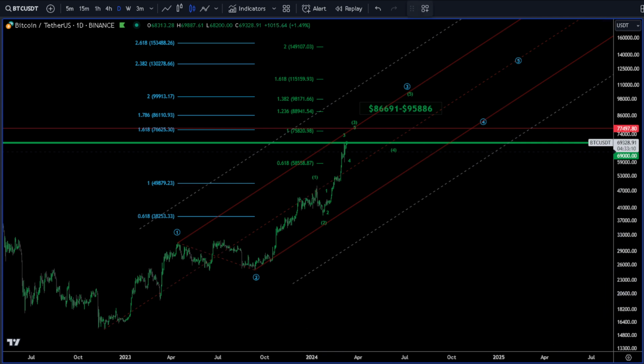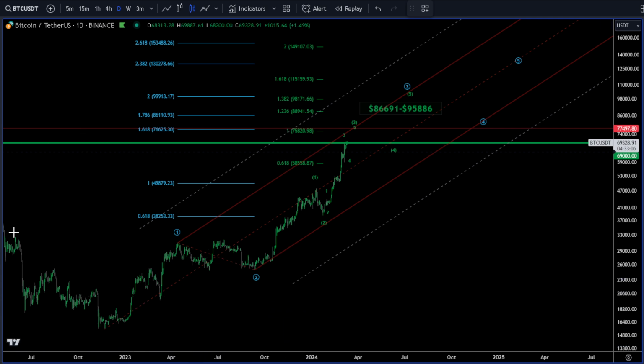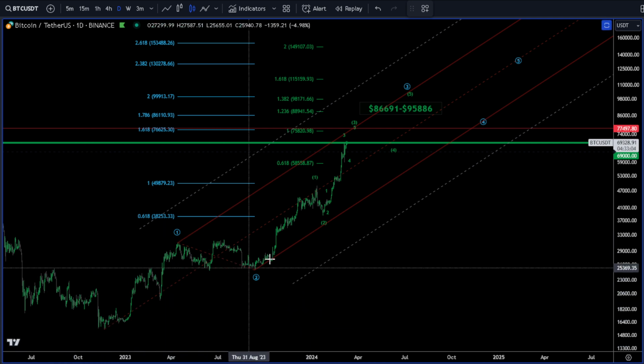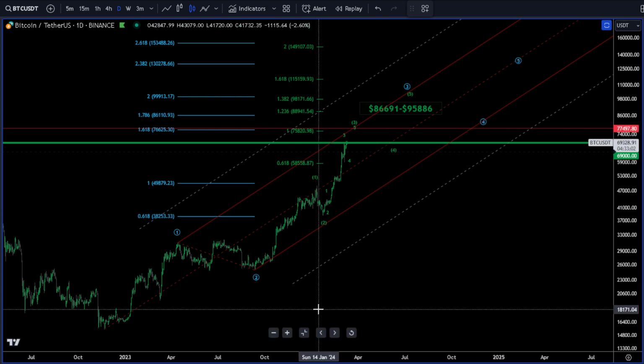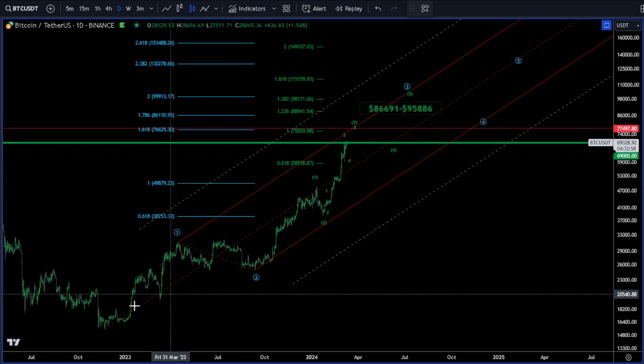Now, I'm out on a daily, and since the low, this is my current count. It's been adjusted a couple times just for the fact that we have to adjust in real time based on the waves that fill out, right? The price action we get. Now, first looking at this, I'll give you my count.